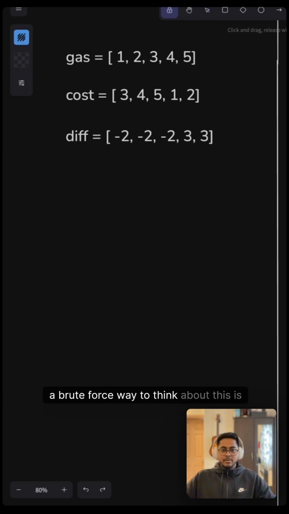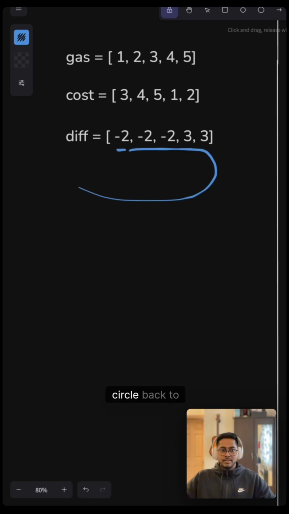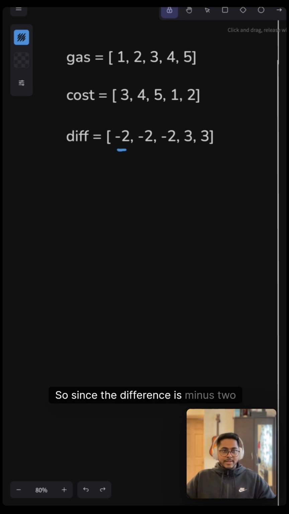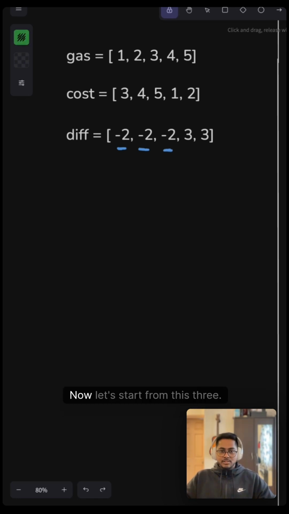A brute force way to think about this is, let's start from this element, and from here we want to make a full circle back to this position right here. And if it's possible, then we can return the index of this, or else we have to return minus 1. Since the difference is minus 2 here, we can't go to the next one. Let's just say we start from here. Again, since the difference is minus 2, we can't go. Similar for this. Now let's start from this 3.